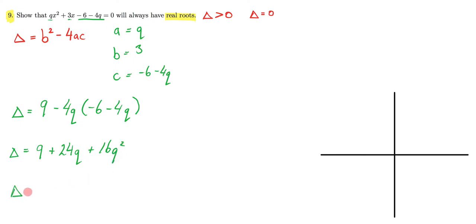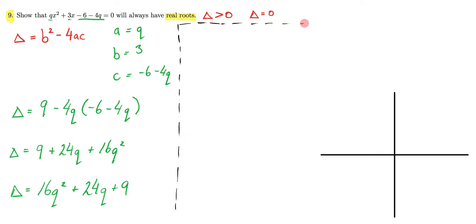And then negative 4 times negative 4q will be positive 16q squared. So I could finally write it, just rearranging it, bringing my q squared to the first term, then plus 24q plus 9. So I have identified this. My delta is 16q squared plus 24q plus 9. Don't get confused between my 9s and my q's.